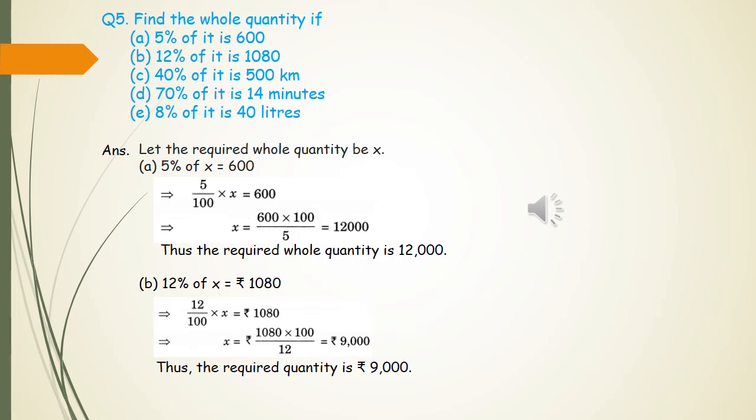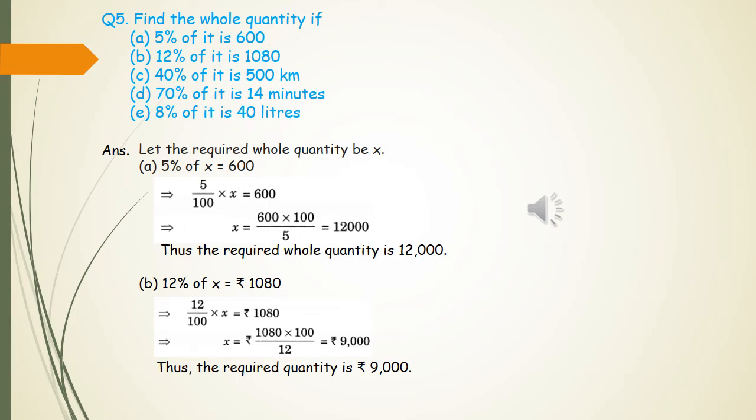Please remember, the most common mistake you may make in these cases is that you do 5% of 600. No, 600 is not the whole number. So we are taking it as x and we are finding the 5% of x, not 5% of 600.